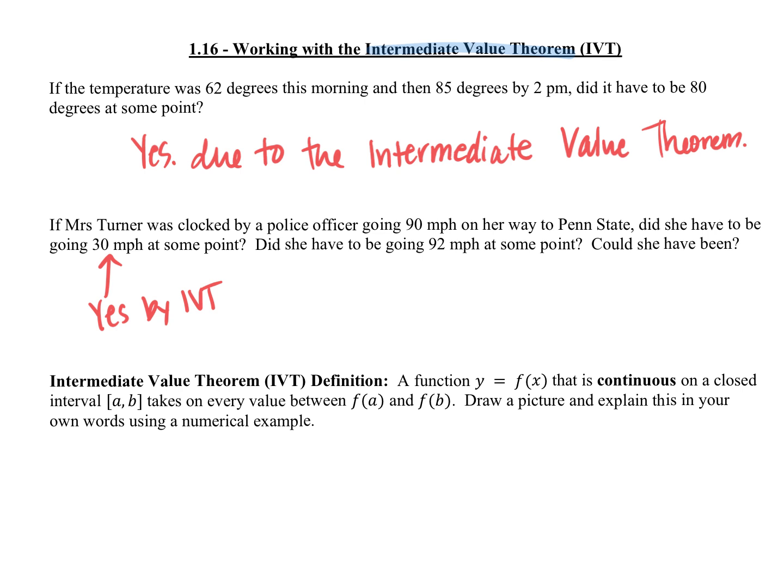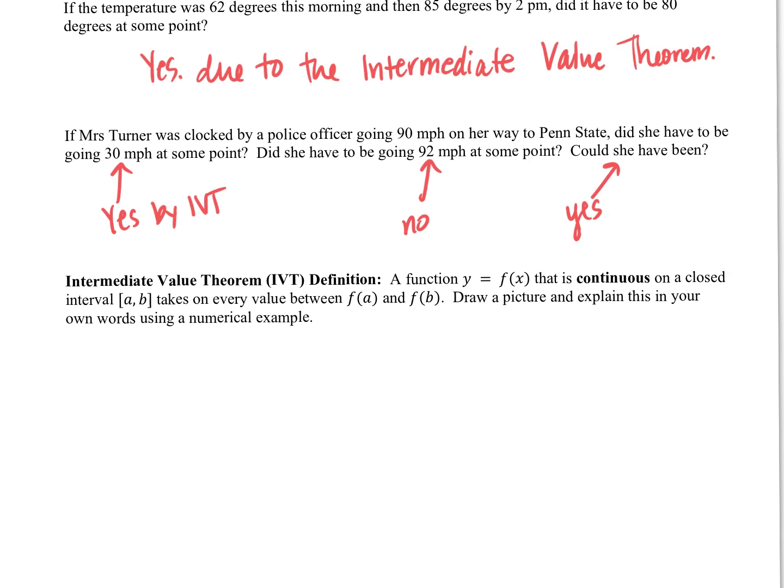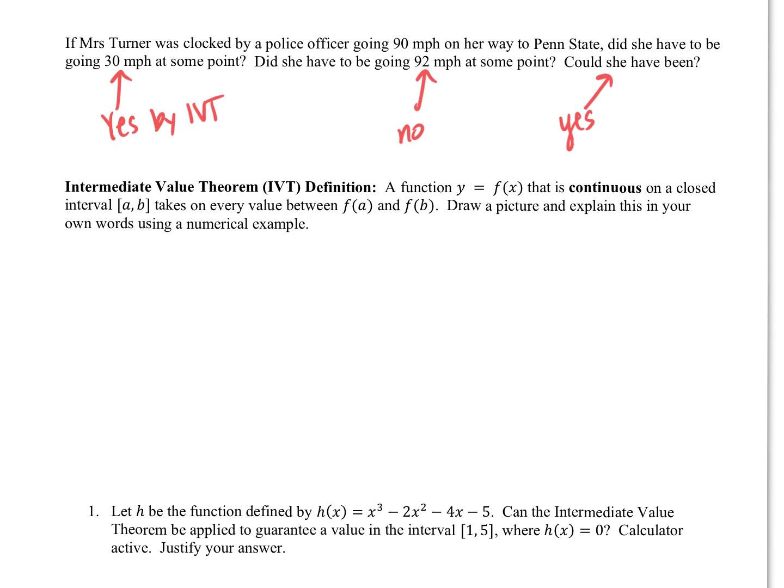Wilsey, you said no? Why? Right, but could I have? Yes. I could have gone 92 and then backed off a little bit. I could have, but it's not within that interval. This is the intermediate value theorem. Are we going to have to write things a little more mathy than just a yes or no? Yes, and here's how it's going to be.